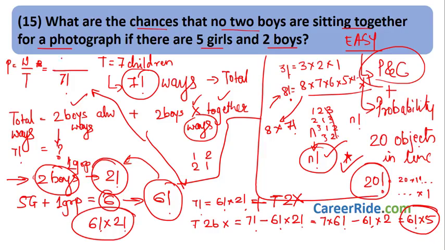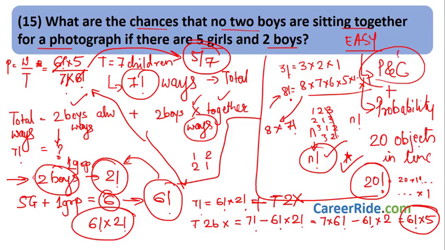We have calculated 6 factorial into 5, correct. 7 factorial can be written as 7 into 6 factorial. This gets cancelled. Answer is over here, 5 by 7. So, the probability or chances that no 2 boys are sitting together is 5 by 7. Did you understand? It is very easy.